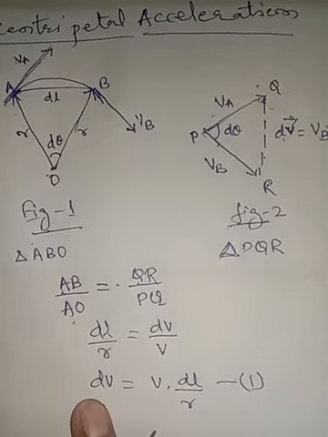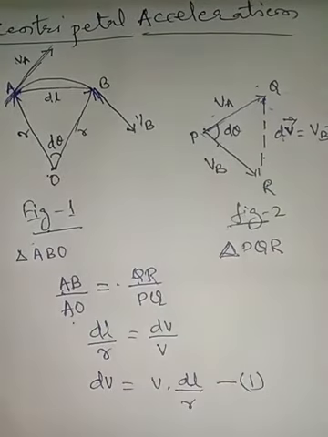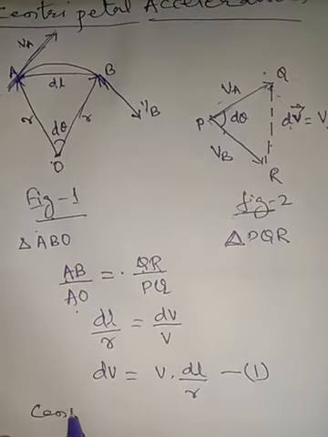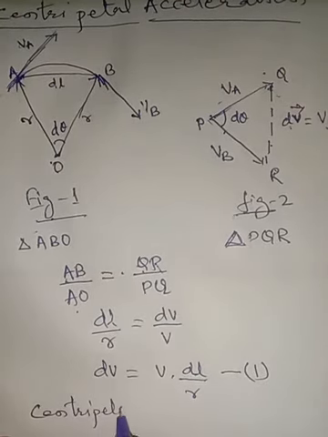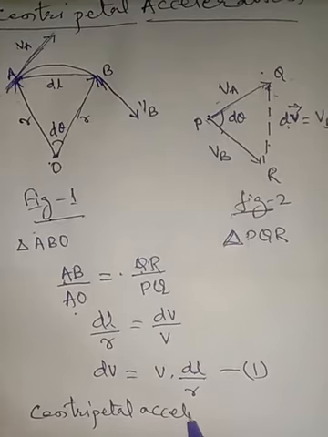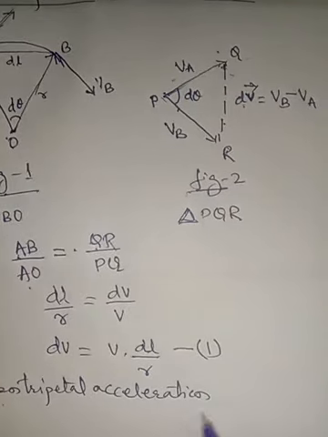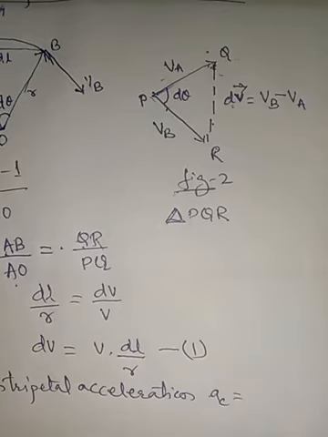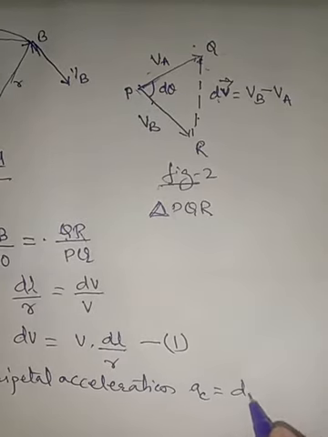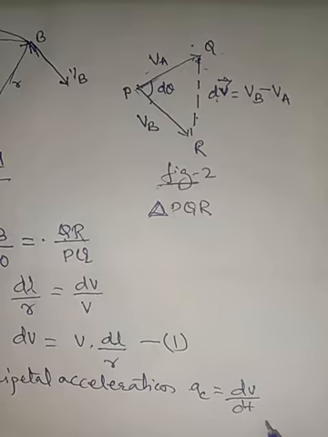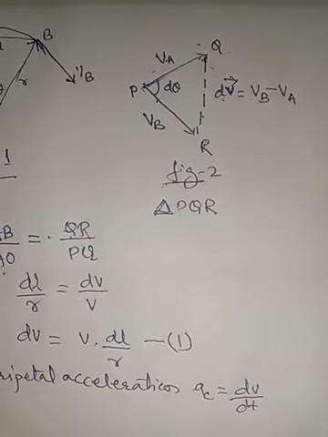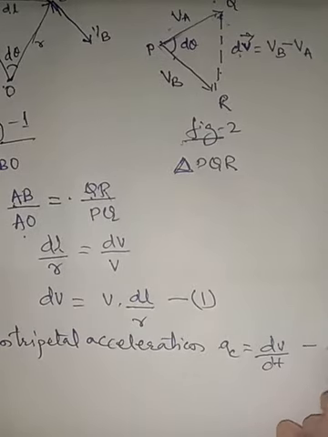Small amount dV, in terms of figure 1 and figure 2, we have calculated. Now what is the second part? We have to calculate the centripetal acceleration. It is denoted by AC. Acceleration is velocity by time, so here this will become dV by dt. So this is your dV by dt, and this is equation number 2.